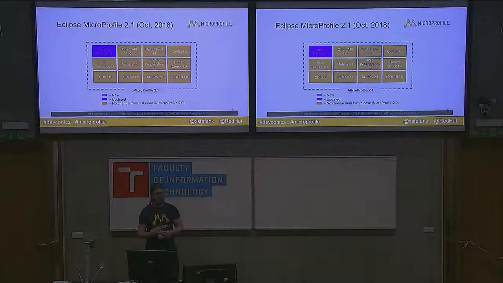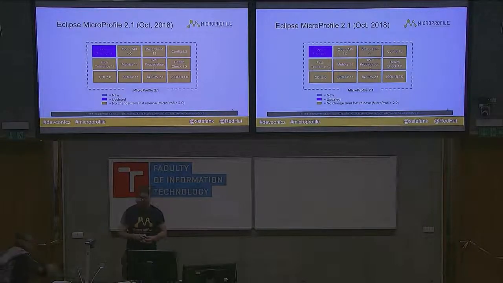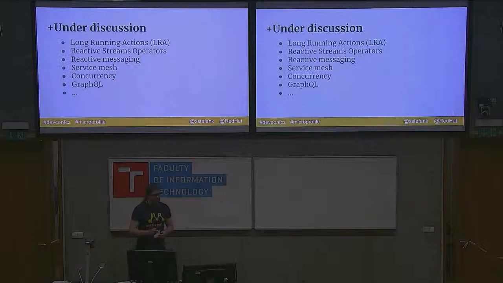These are all really nice and fancy words, but what it really is, again, is a set of specifications. Currently, we have 12 of them, where some are adopted from Jakarta EE and some are added as brand new. This is the latest release from October last year, where you can see everything that now comprises MicroProfile. There are also a lot of topics currently under discussion, just to mention some examples: distributed transactions based on the Saga pattern, reactive programming, service meshes, as was in the previous talk, or MicroProfile concurrency.